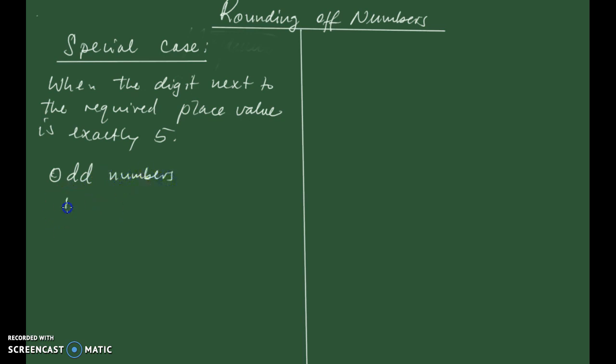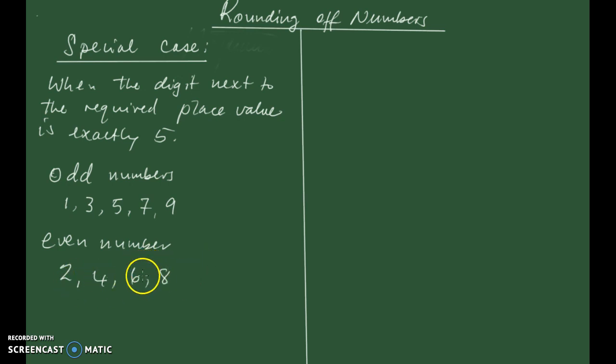Odd numbers are 1, 3, 5, 7. These are numbers which are not divisible by 2, by the way. 9, etc. I'll just mention this. And we have even numbers, which are 2, 4, 6, and 8. Okay?